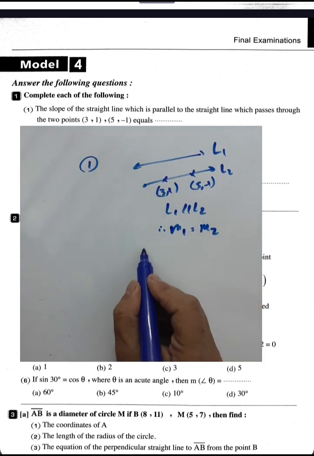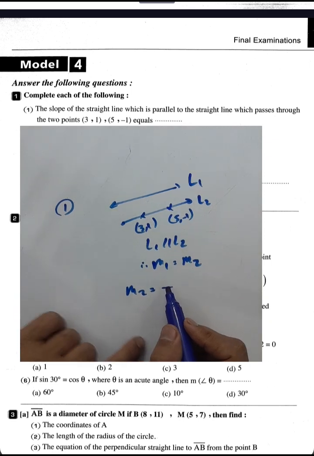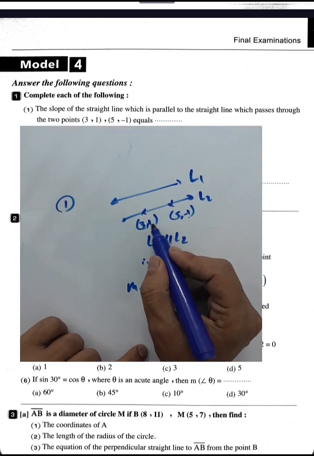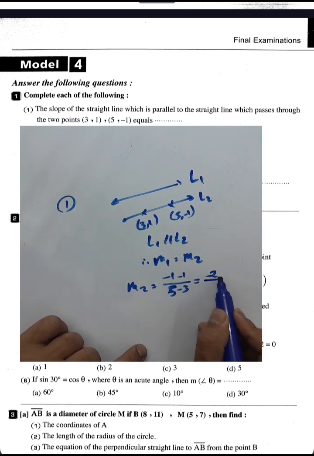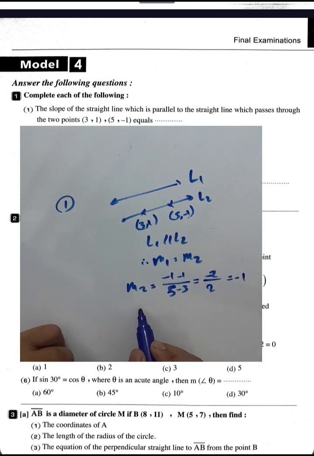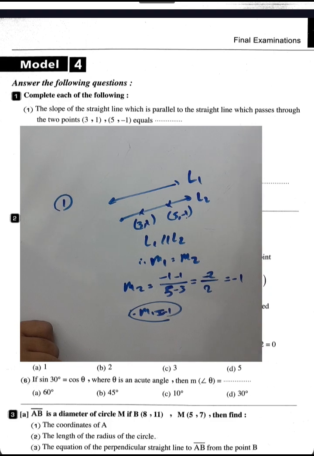We can find the slope here. It will be y2 minus y1 over x2 minus x1, which is -1 minus 1 over 5 minus 3. It will be -2 over 2. The result will be -1. Then the slope will be -1 in this example. Okay. Understood? The slope will be equal to -1.